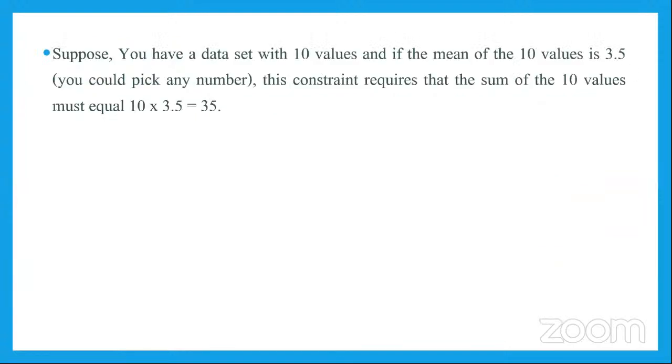So let's understand the degree of freedom using some statistical data. Suppose we have a data set of 10 values. There are 10 different values and the average of these 10 values is 3.5. That means the summation of these 10 values should be 35. And we want to pick the data for these 10 values.